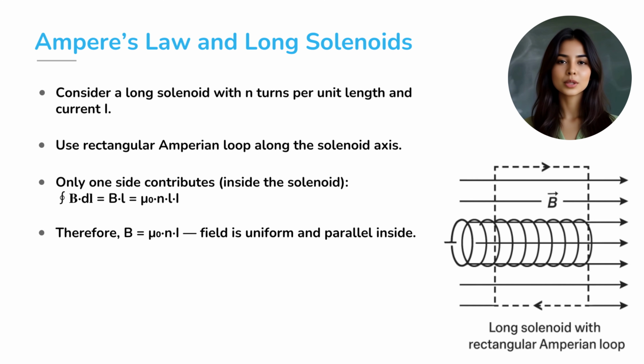Now we apply Ampere's law. The equation becomes magnetic field B multiplied by length L equals mu naught times N times I times L, where N represents the number of turns per unit length and I is the current in each turn. Notice how the length L cancels out. What remains is beautifully simple: B equals mu naught times N times I. That's the magnetic field inside a long solenoid, uniform, predictable, and elegant in its simplicity.